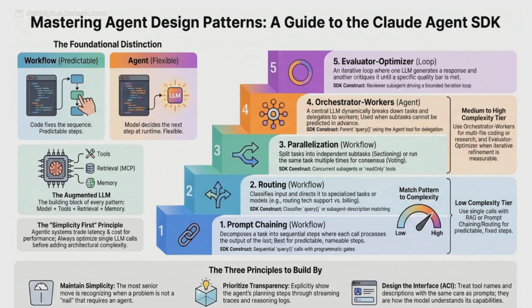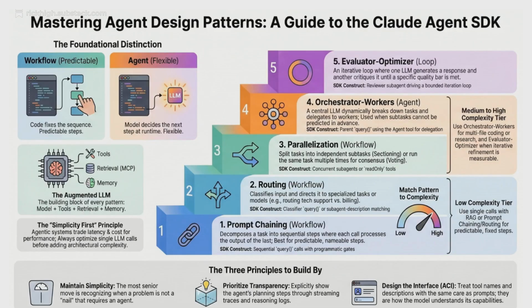Anthropic's Building Effective Agents Guide provides the vocabulary for choosing agent design patterns. The most important principle is to start with the simplest solution possible and add complexity only when it is justified. Many tasks do not need a full agent. A single well-prompted LLM call with retrieval and examples may be enough. Agentic systems often trade higher latency and cost for better task performance, so the trade-off should be deliberate.